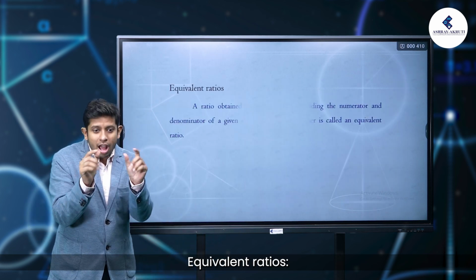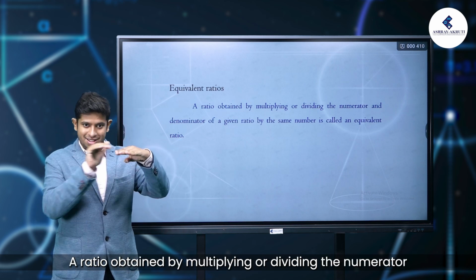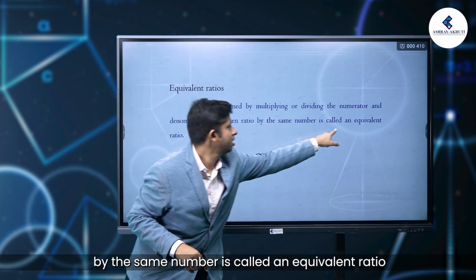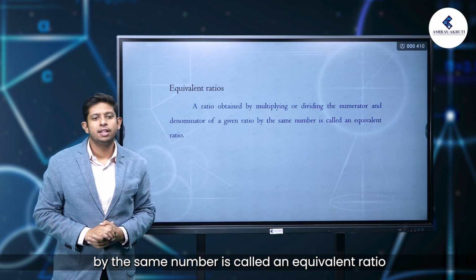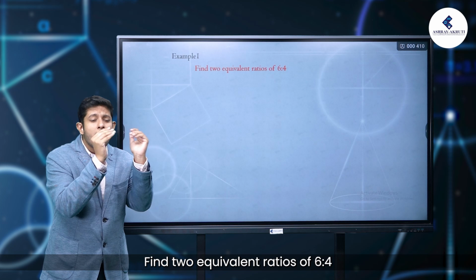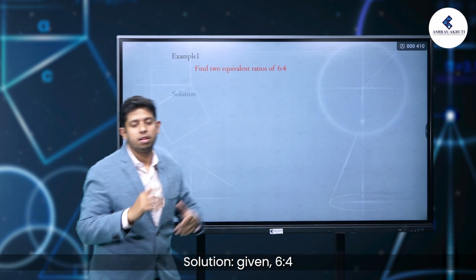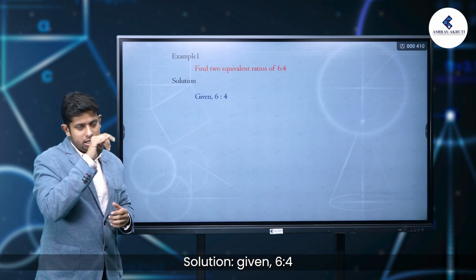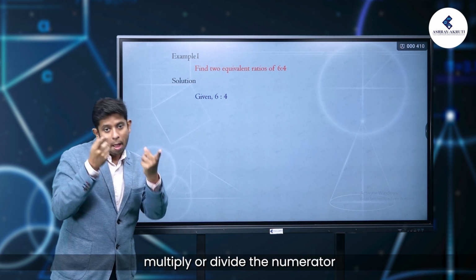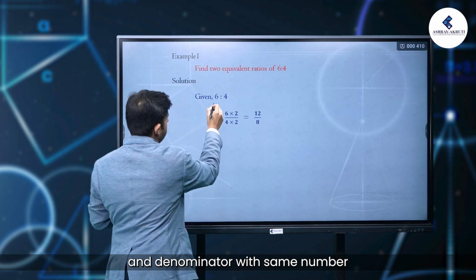Equivalent ratios. A ratio obtained by multiplying or dividing the numerator and denominator of a given ratio by the same number is called an equivalent ratio. Example 1. Find two equivalent ratios of 6:4. Solution. Given 6:4. To get the equivalent ratios, multiply or divide the numerator and denominator with the same number.